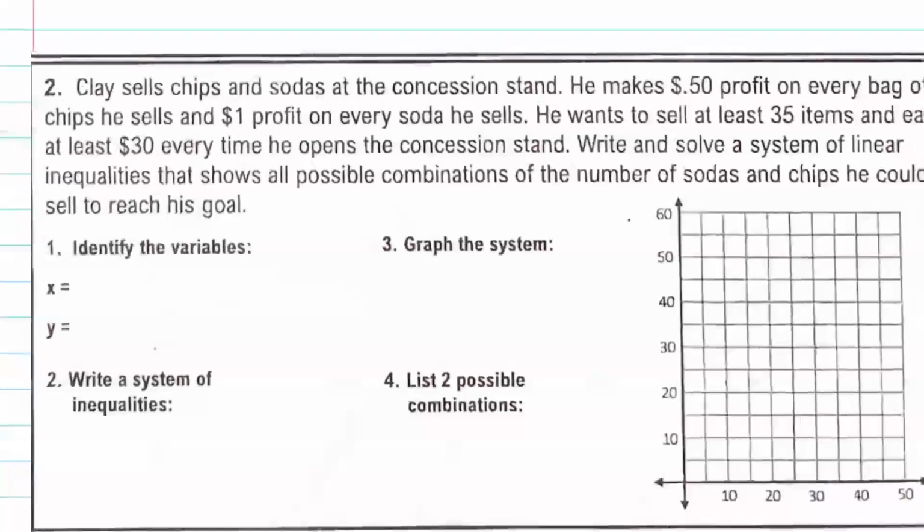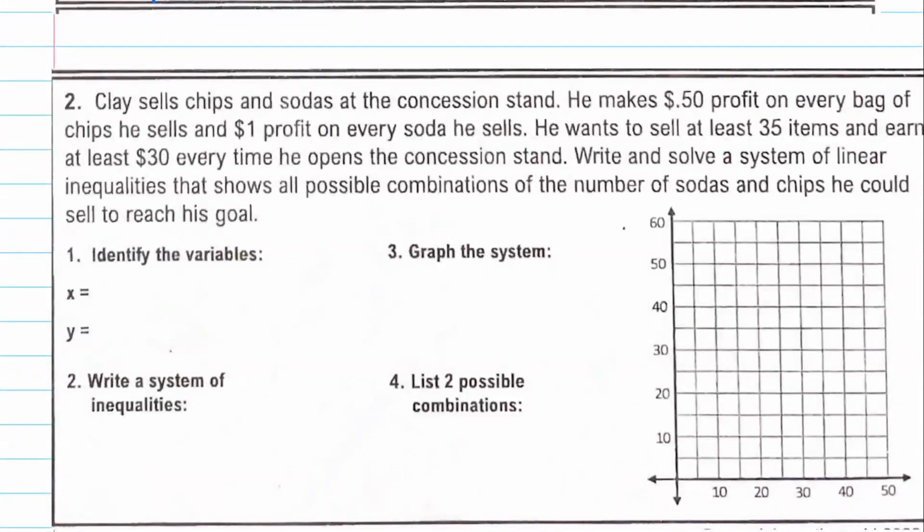I'm going to go ahead and read through the problem. It says Clay sells chips and sodas at a concession stand. He makes 50 cents profit on every bag of chips he sells and $1 profit on every soda he sells. He wants to sell at least 35 items and earn at least $30 every time he opens the concession stand. Write and solve a system of linear inequalities that shows all possible combinations of the number of sodas and chips he could sell to reach his goal.